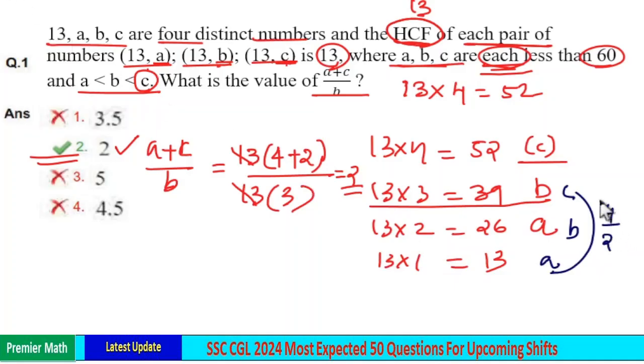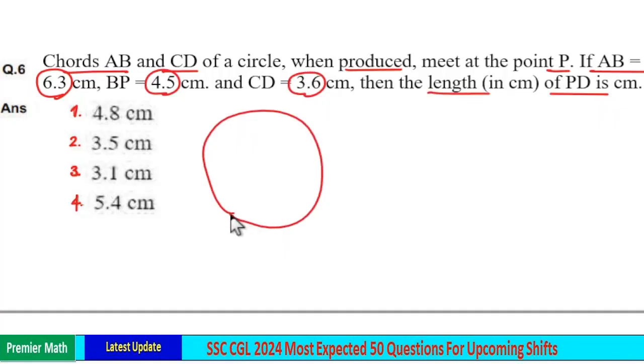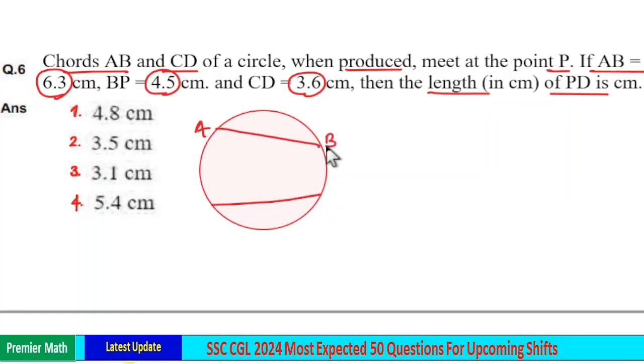So in this way you will get the answer. Chords AB and CD of a circle, when produced, meet at the point P. If AB is 6.3 cm, BP is 4.5 and CD is 3.6, then find the length of PD. Here this is the circle, and AB and CD are two chords, and these two chords meet at point P. Now this is point P. And here AB is 6.3, BP is 4.5 and CD is 3.6. And we have to find the length of PD here.